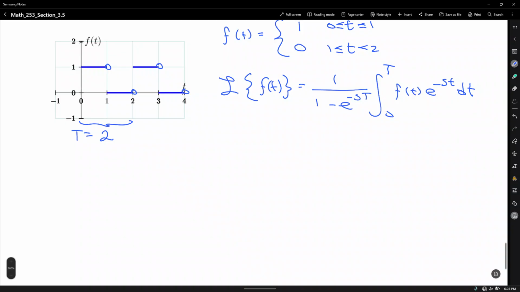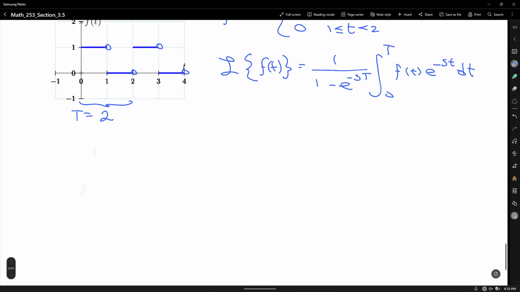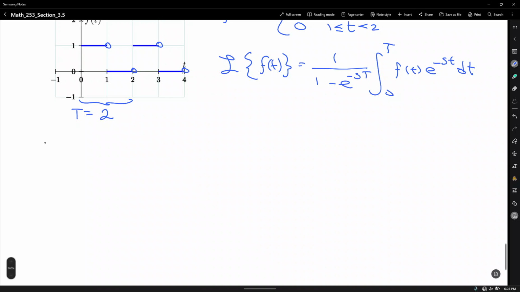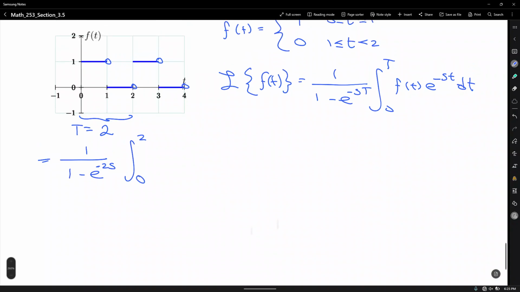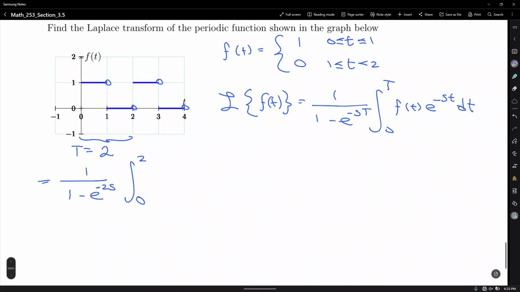Substitute. Okay, so this is equal to 1 over 1 minus e to the negative 2s times the integral from 0 to 2. Oh, wait. I wouldn't be able to do the integral from 0 to 2 because this is a piecewise function, right? So this should be number 1. Check this out. The integral from 0 to 1 plus the integral from 1 to 2. All right. That's how we're going to break this problem up.